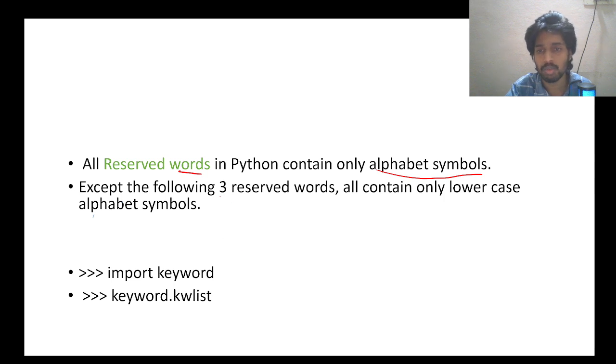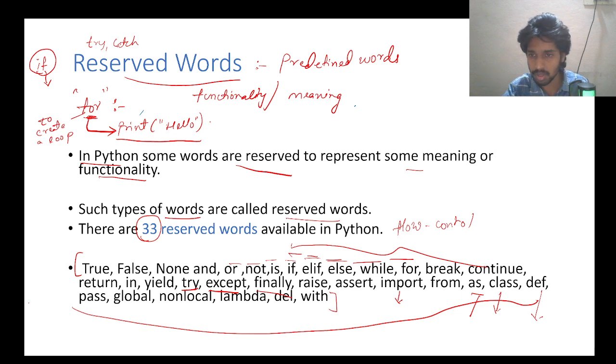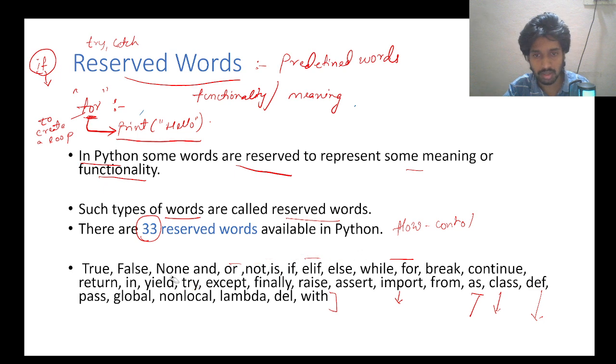The other point to be noted is that except these three keywords, except True, False, and None, all the other keywords contain only lowercase alphabets. Here I have T, I have F, and these three are uppercase. But other than these three keywords, all the other keywords are lowercase letters.